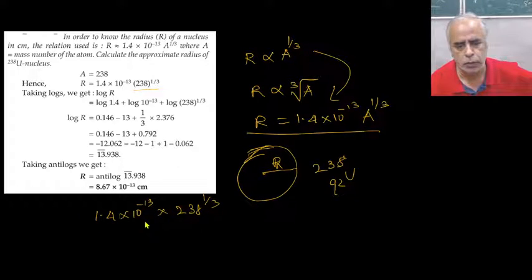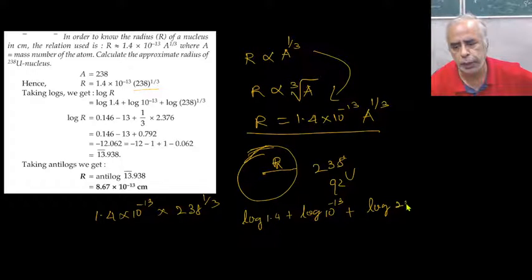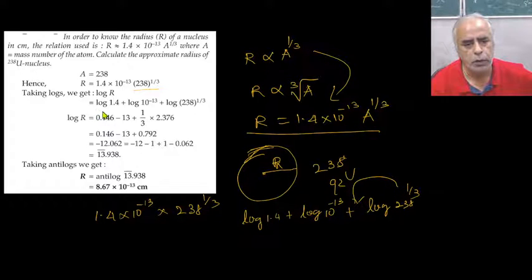Now let us apply logarithm, so we can adopt the product rule here. When you introduce logarithm, you have to find the log value of 1.4, and this being a product, you have to adopt the product rule, that is, you have to add. These are all log to the base 10. So log 1.4 to the base 10, plus log 10 power minus 13 to the base 10, plus log 238 power 1 by 3. You can apply the power rule and bring it here.